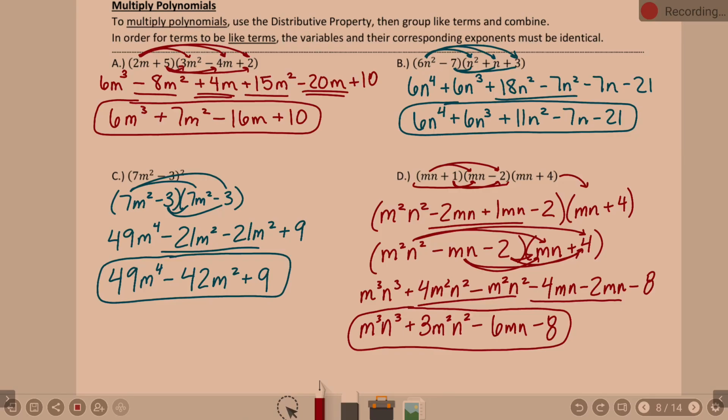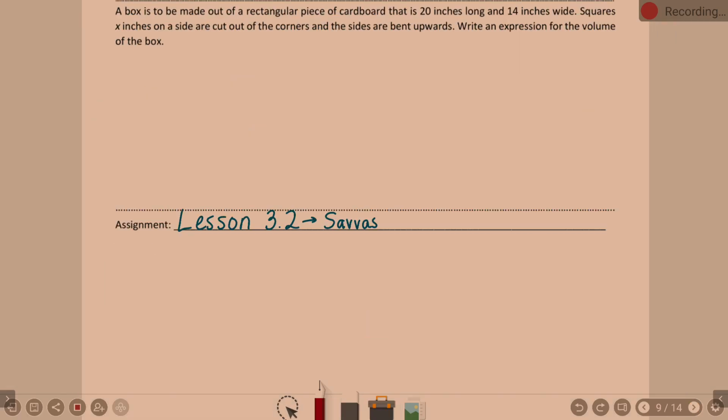Okay, guys. We got the basics. We're going to look at one quick application problem here, on the back side. A box is to be made out of a rectangular piece of cardboard that is 20 inches long and 14 inches wide. Squares X inches on a side are cut out of the corners and sides are bent upwards. Write an expression for the volume of the box.